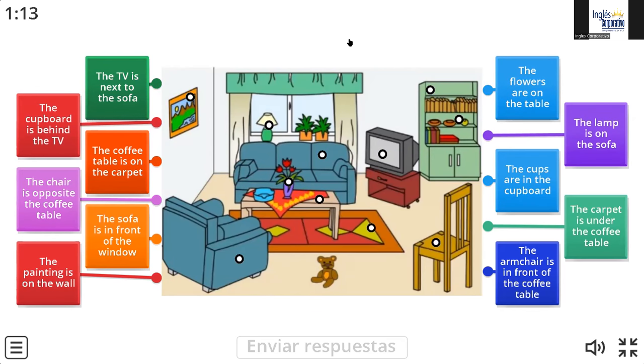Hi, Fernando, welcome. Hello, teacher. Yes, I opened the link. Okay, so you can start working on that, okay. And then you send a picture to the group, okay?